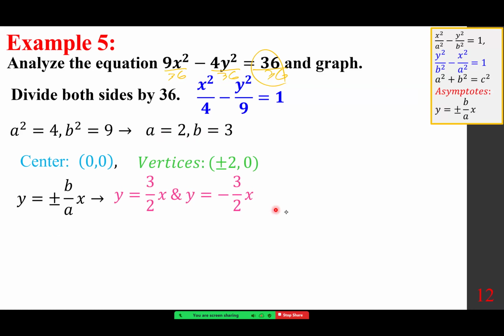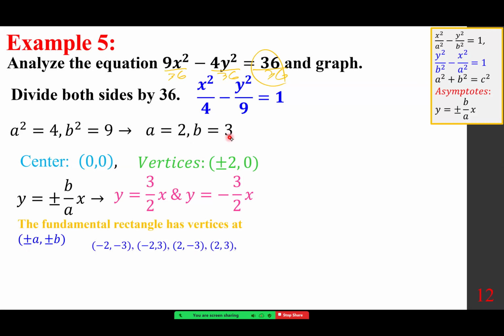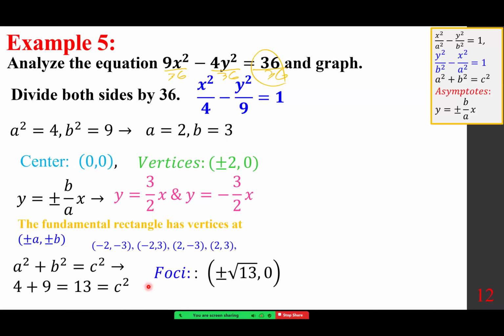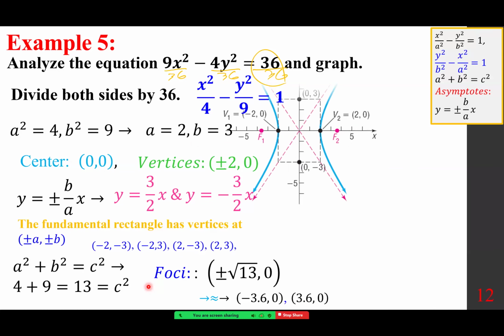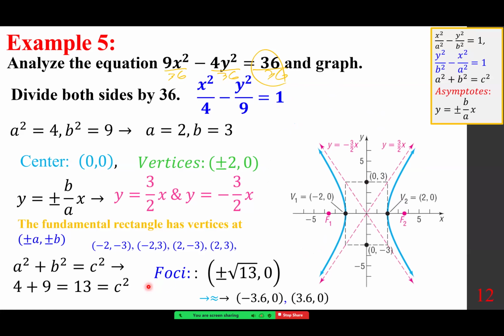So we have 3 halves x and negative 3 halves x. And we can use a couple of pairs for those. Or just remember, because the center is located at (0, 0), then we have plus minus a, plus minus b. That means plus minus 2 and plus minus 3 as the corners. And to find the foci, a squared plus b squared is c squared, and we have 4 and 9 is 13. So we have plus minus square root of 13, 0. This is an approximation. And here's a graph with details, again centered at (0, 0).